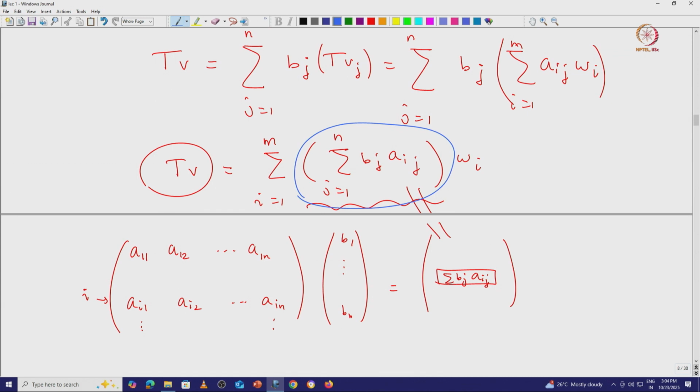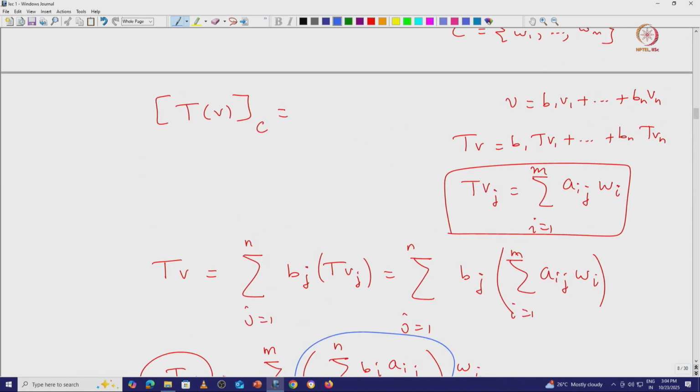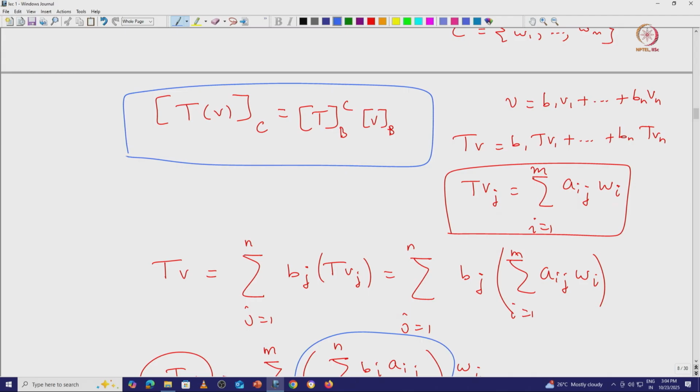So, this part comes from the matrix multiplication: the matrix of T times the coordinate vector of v. That means the coordinates of Tv are equal to the matrix of T with respect to B, C multiplied by the coordinates of v with respect to B. This is a simple calculation that tells you the relationship between the coordinates and the matrix representation of T.